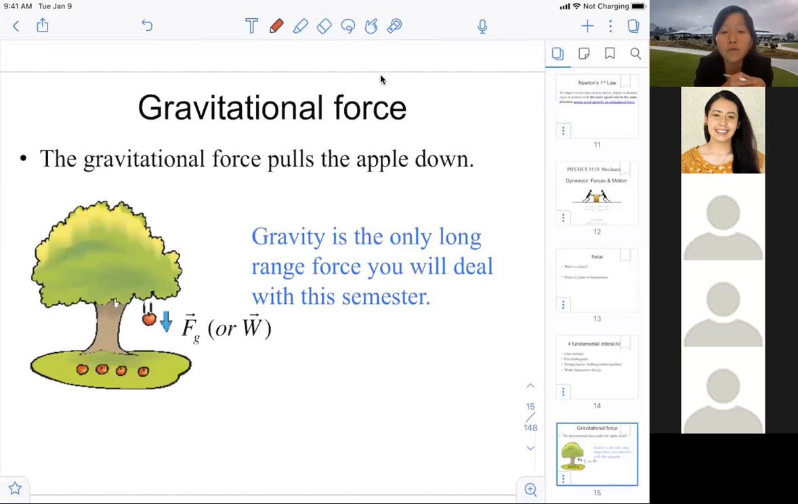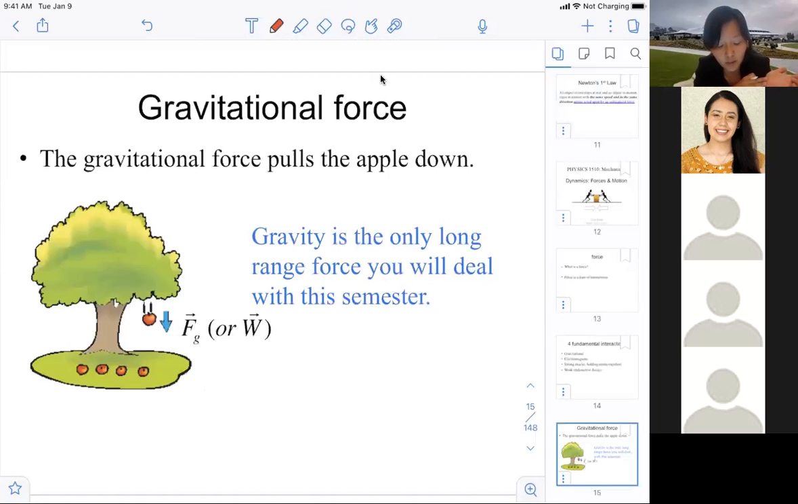So let's go through the forces we are going to be talking about in this semester. The first one is gravity. It is always pointing down. So on Earth, the direction of gravity is always downward. It's the only long range force we will deal with in this semester.